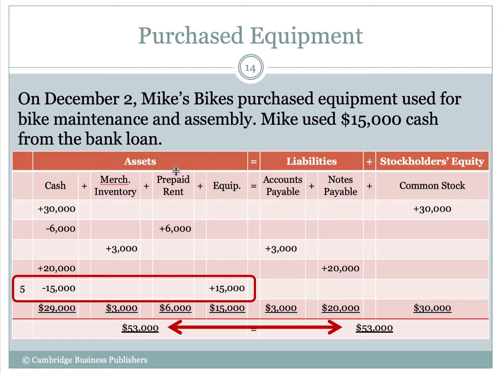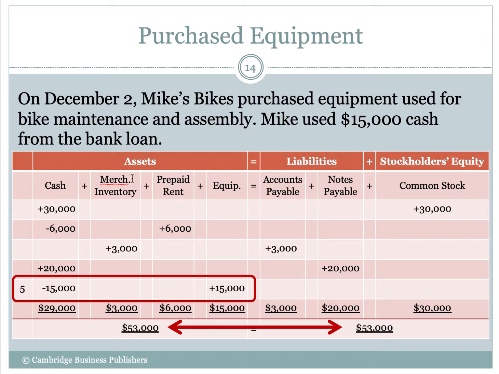They tell us that Mike uses $15,000 cash from the bank loan, okay? From the bank loan, we don't need to know that. We don't care that he previously got a bank loan and now he's going to use that money. All we need to know is that he used cash to buy that equipment, okay? So two assets are impacted here, cash and equipment. Cash is going down by $15,000, and our equipment is going to go up by $15,000.